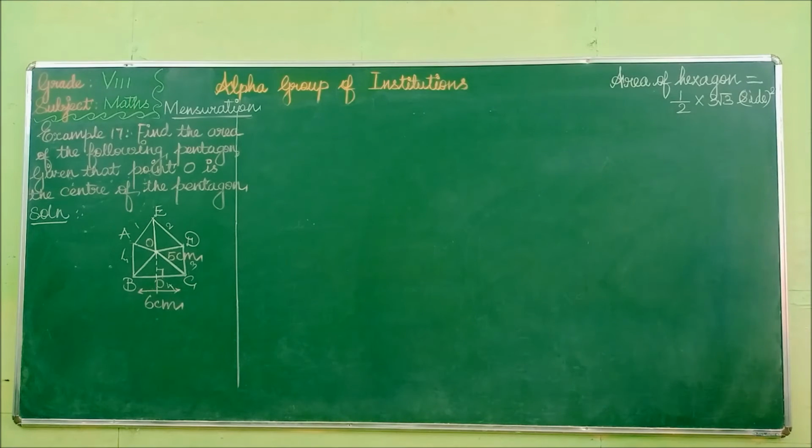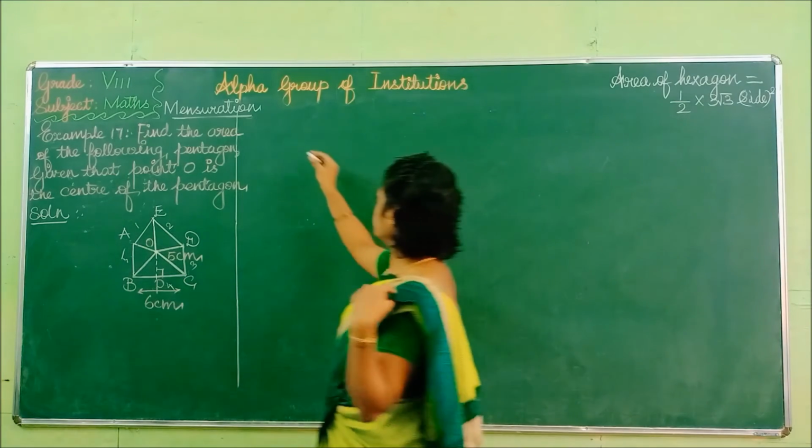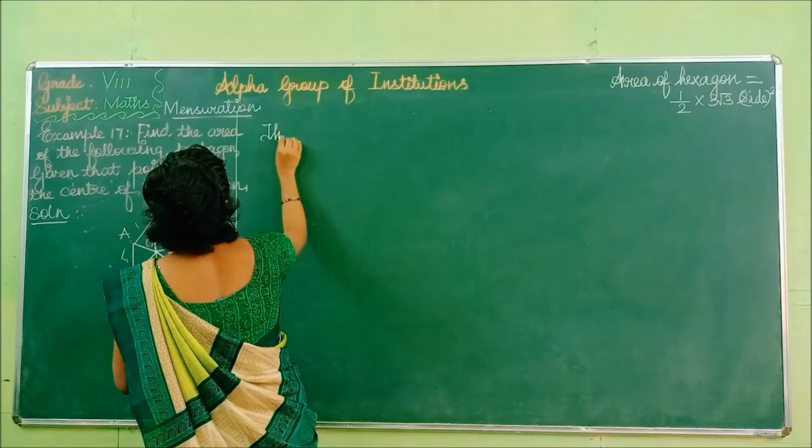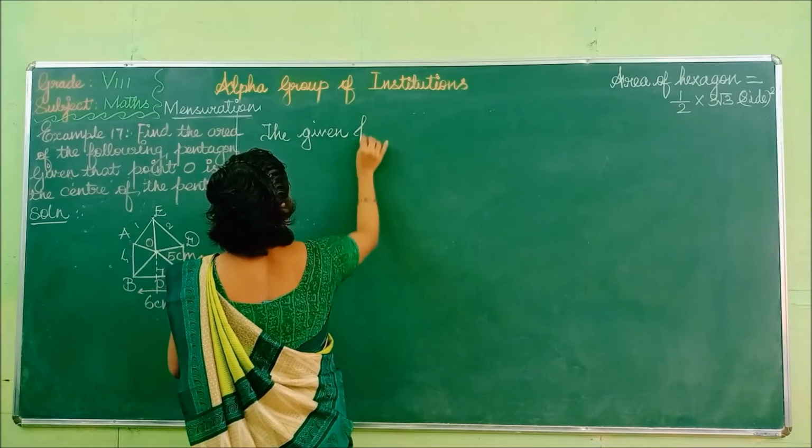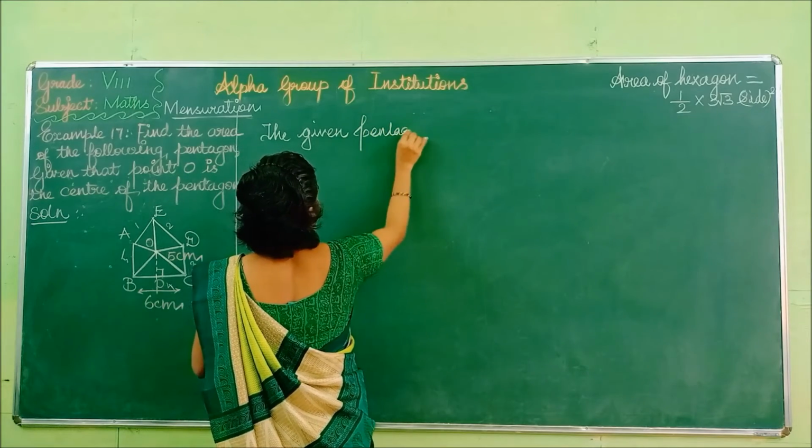Listen. Now I am going to write: the given pentagon is divided into 5 triangles. The given shape is a pentagon which divides into 5 triangles.